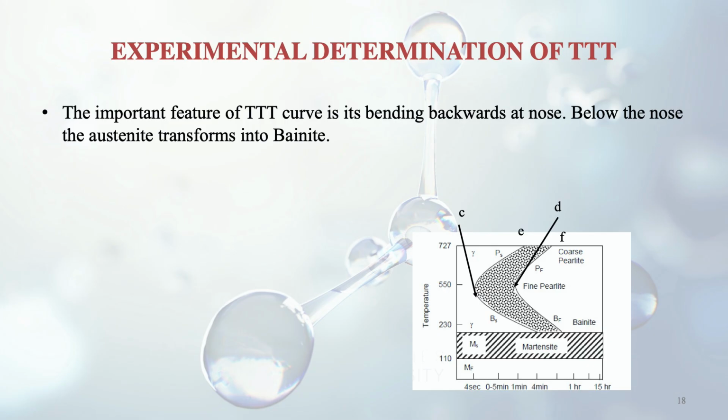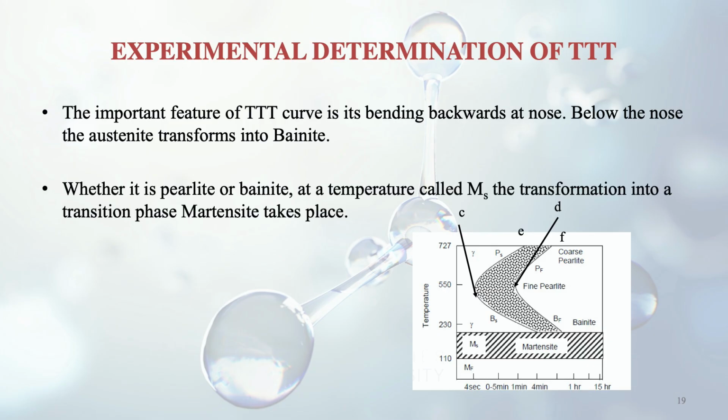The important feature of the TTT curve is its bending backwards at the nose. Below the nose, the austenite transforms into bainite, as I told you earlier. Whether it is pearlite or bainite, at a temperature called MS, MS being the start of the martensite, the transformation into a transition phase, martensite, takes place. So martensite also has a start point and a finish point. As soon as the temperature reaches MS, martensite formation will take place.